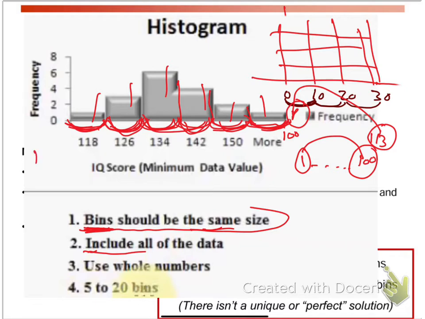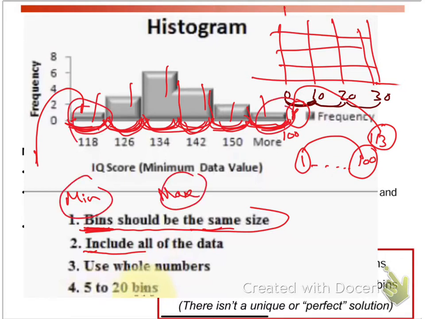If I have a value of 1 and I start the bin from 100, where do I put 1? I cannot find a bin to put 1 in. So I have to make sure that the minimum value and the maximum value are both included, that they have a place inside these bins, okay? So the bins should include all the data.